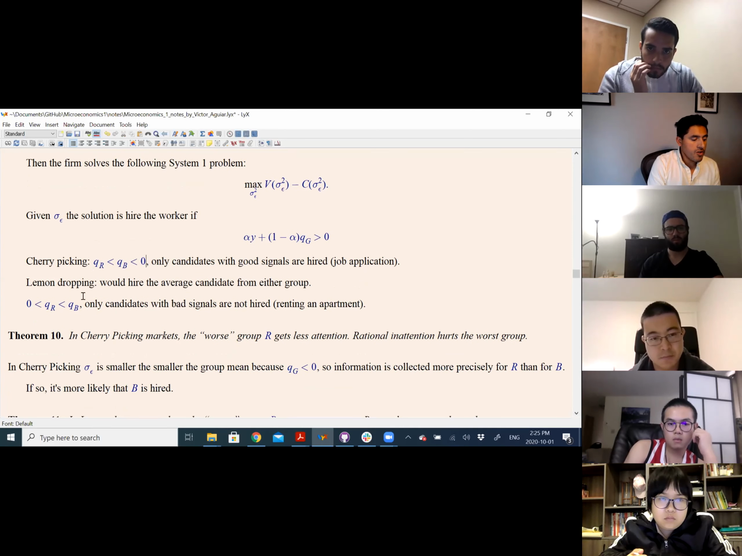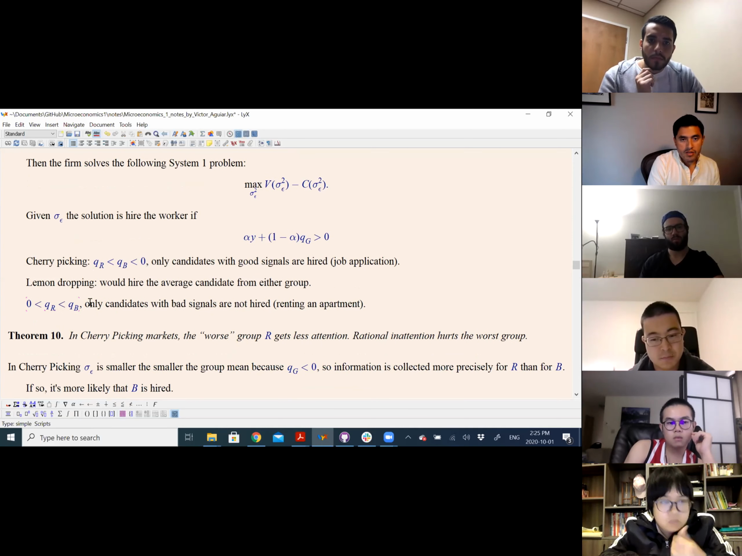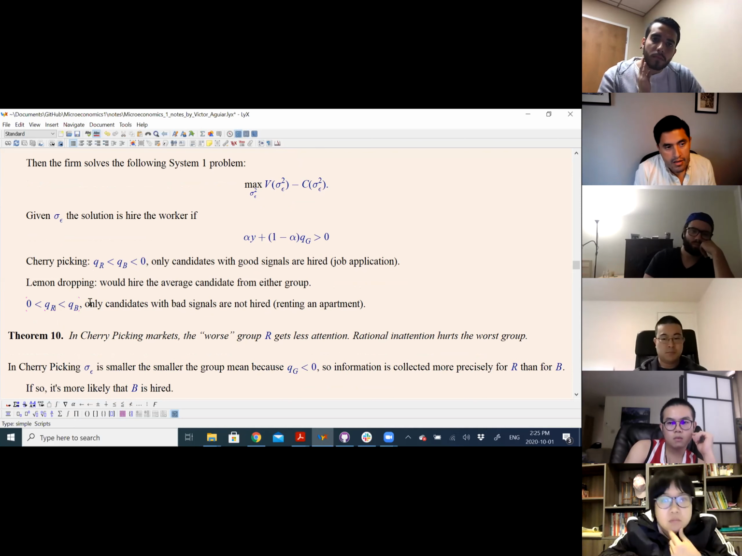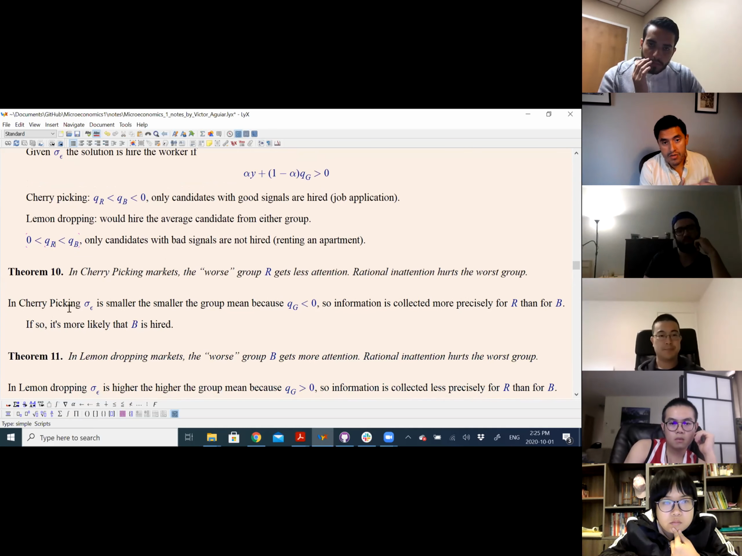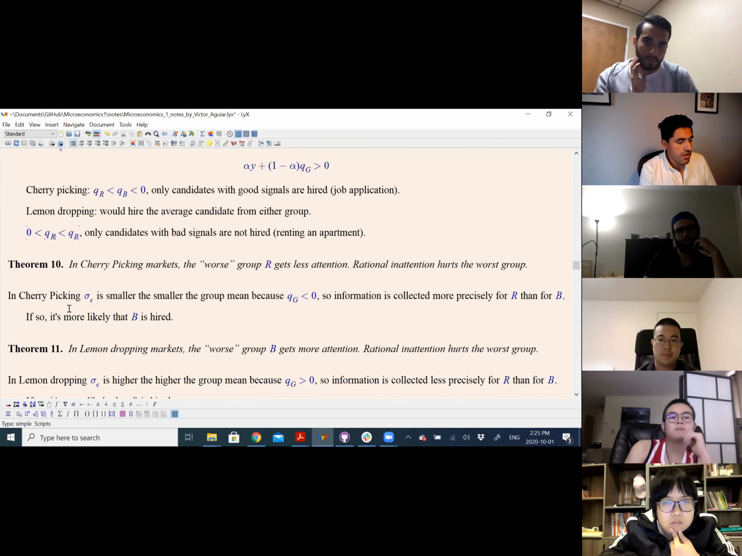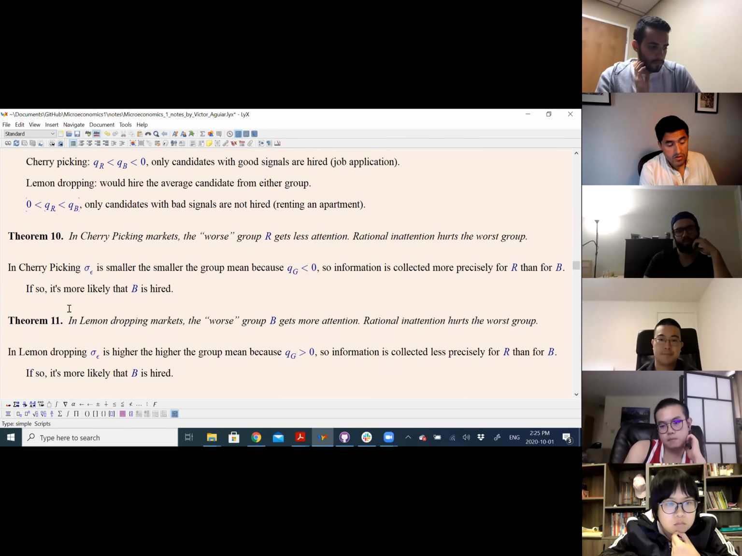And the second model I'm going to study is what is called lemon dropping. So this is kind of a landlord's market. Most people you can rent the place to, right? So both QR and QB are above the bar. So we're going to see what happens in the interaction of these two markets with knowing the group or the identity of the person and then rational attention. I'm just going to state today, in the 5 minutes I have, the theorems, and then we can discuss it next class.